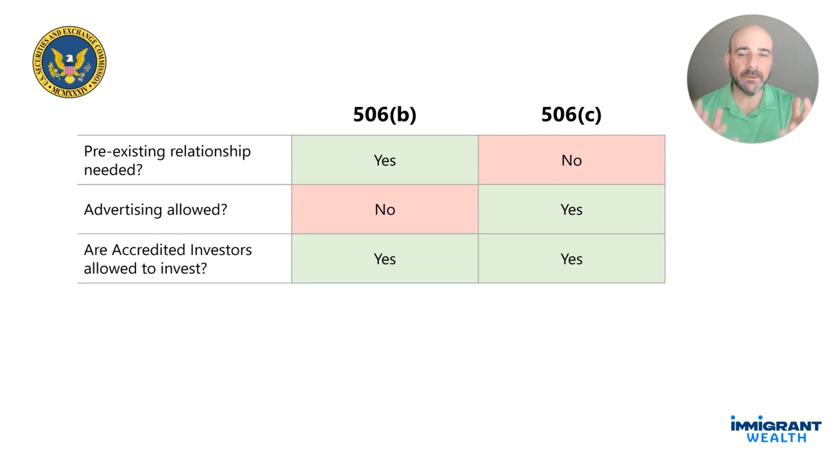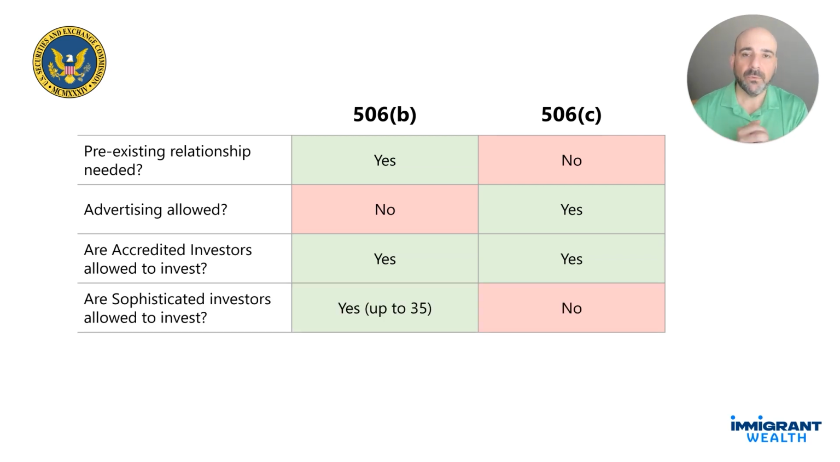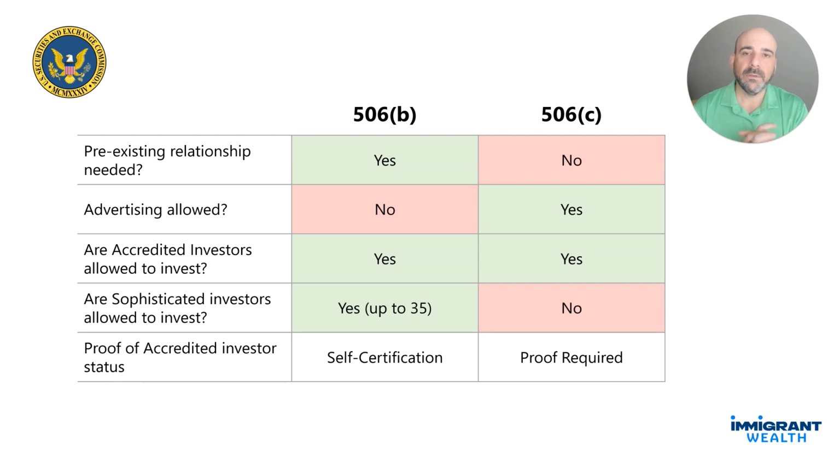Now, what kind of people are allowed to invest in these? So accredited investors, as we defined before, can invest in either one of these, 506B or 506C. Whereas sophisticated investors can invest in 506B deals, up to 35 such investors per deal, versus the 506C where they can't invest at all.